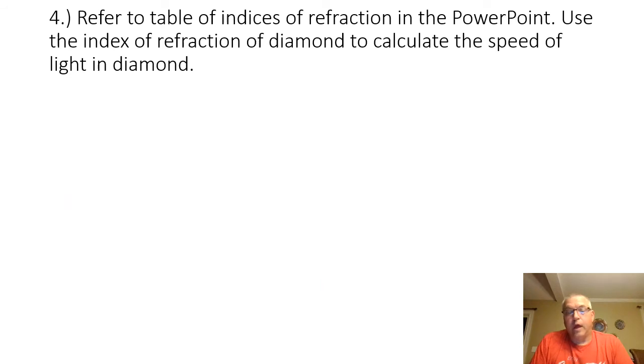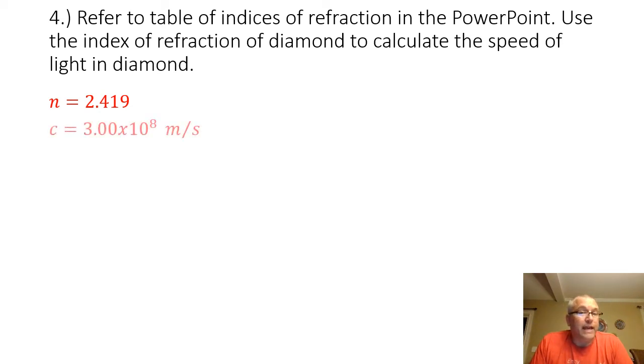Problem 4. Refer to the table of indices of refraction in the PowerPoint. Use the index of refraction of a diamond to calculate the speed of light in a diamond. So my index of refraction for a diamond is 2.419. I get that from the table that is in the PowerPoint, or you can Google it, or in the formula sheet that I have posted in the toolbox on the website.